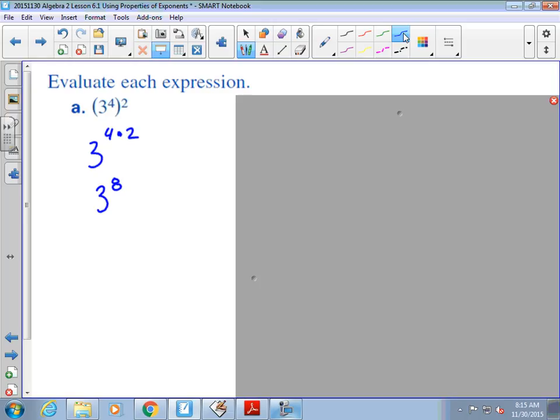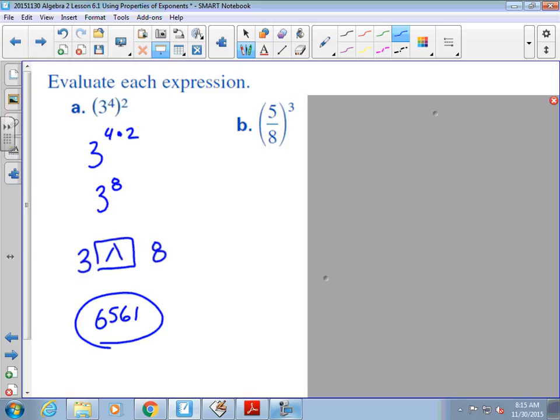Instead of saying 3 times 3 times 3, instead of hitting it 8 times, in your calculator you can press 3 and you can hit that button that looks like this. That's called a caret button. 3 raised to the 8th power. And when you do that, you get 6561. So that's a power to a power.